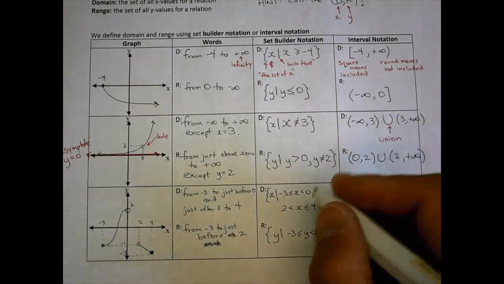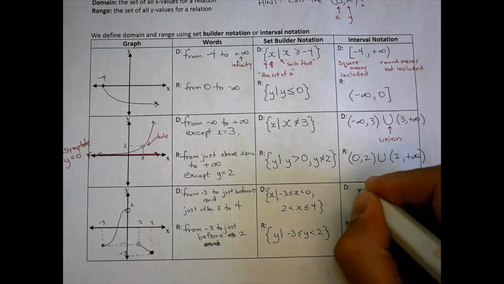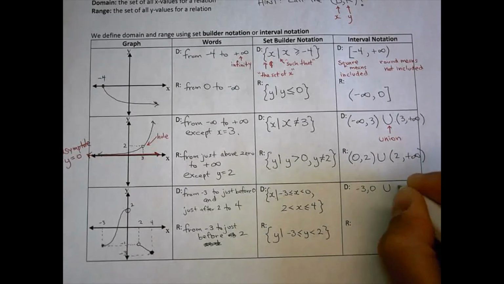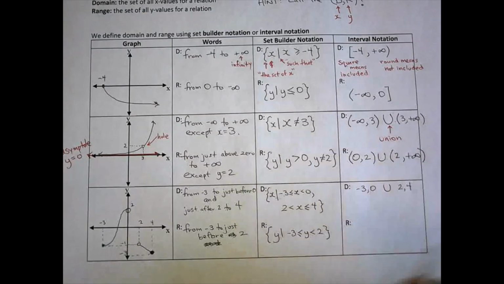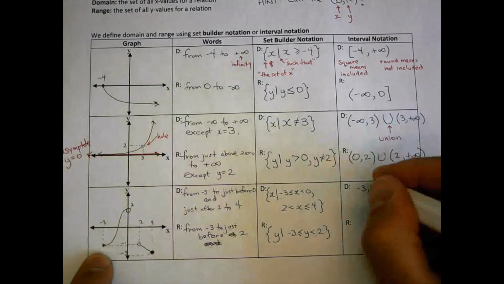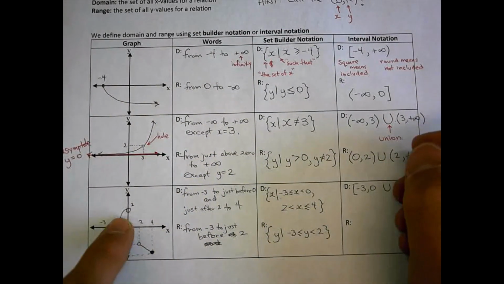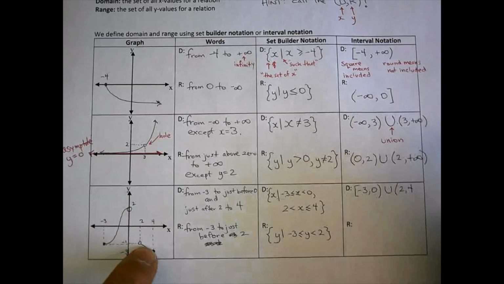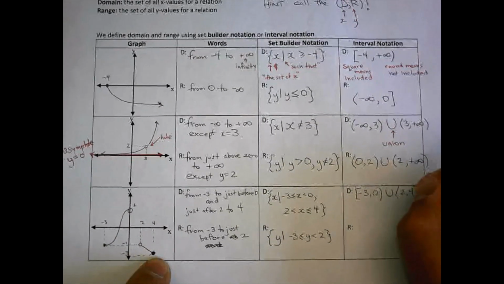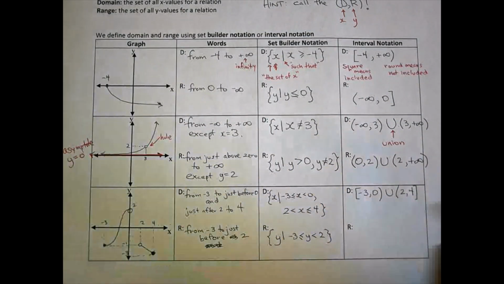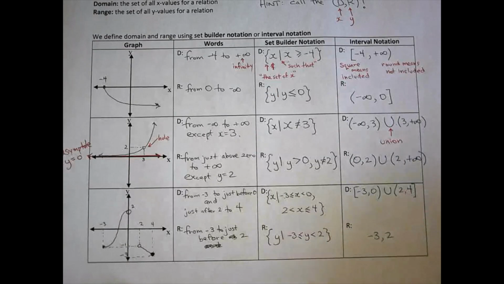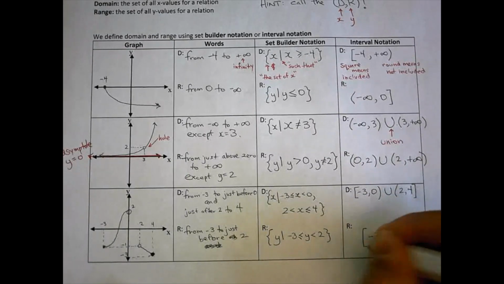For interval notation, I have to show these two sets. So I have -3, 0, union 2, comma 4. I just have to decide on my brackets. The -3 is included, so it's a square. The 0 is not, so it's round. The 2 is not, so it's round. The 4 is included, so it's square. For my range, I go from -3 all the way to 2. 2 is not included, but the -3 is.